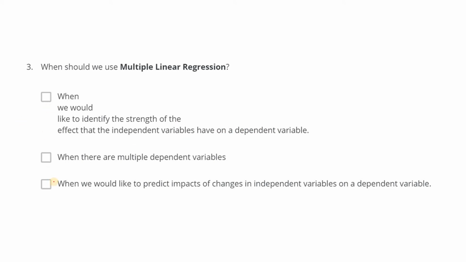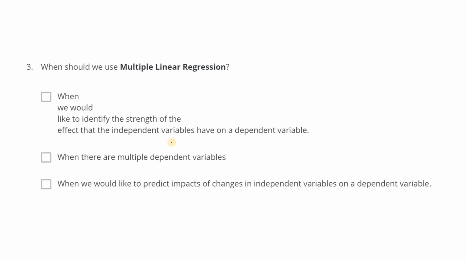It might happen that multiple options are correct. When should we use multiple linear regression? Option A, when we would like to identify the strength of the effect that the independent variables have on a dependent variable. Option B, when there are multiple dependent variables. And option C, when we would like to predict the impact of changes in independent variables on a dependent variable. Pause my video, try to think about the correct answer.